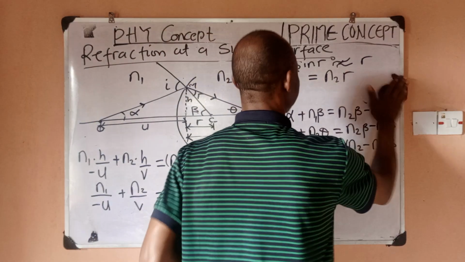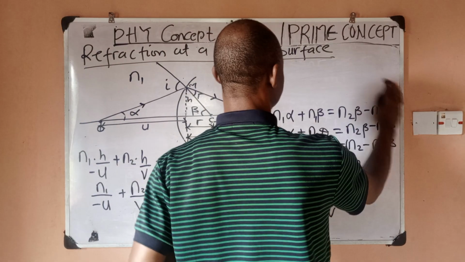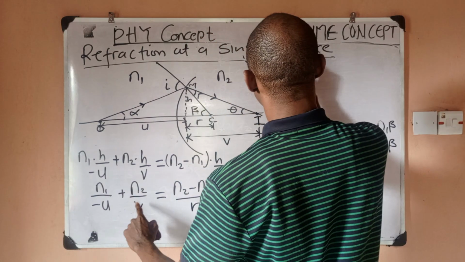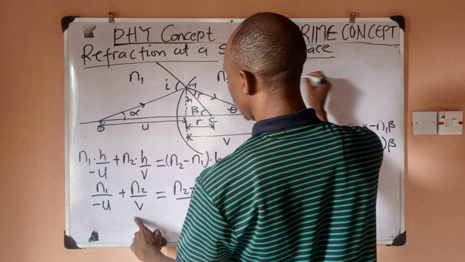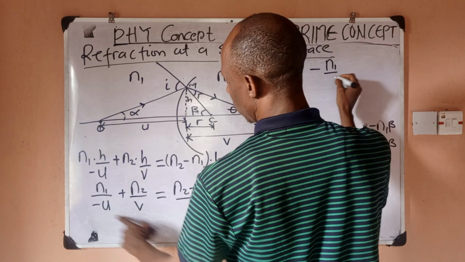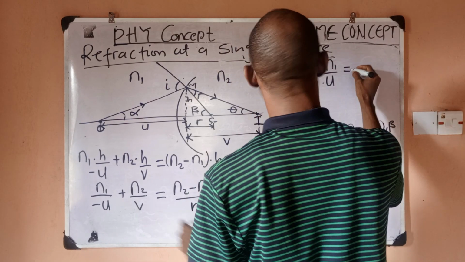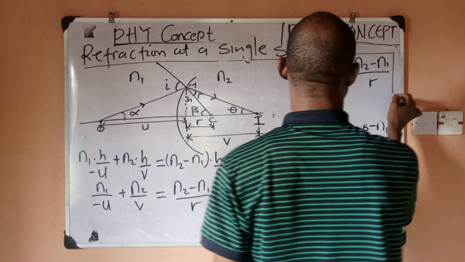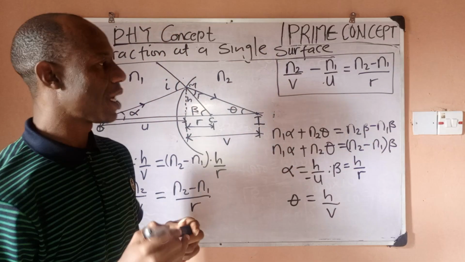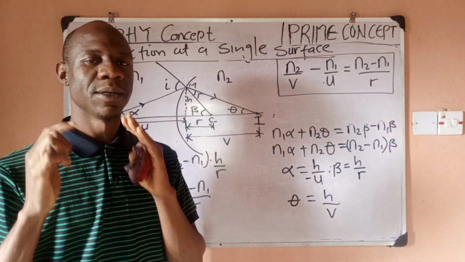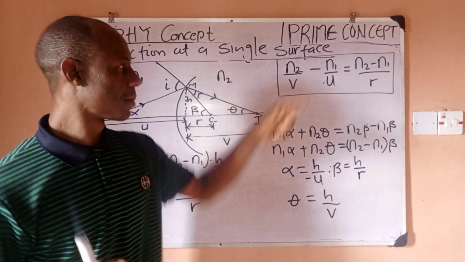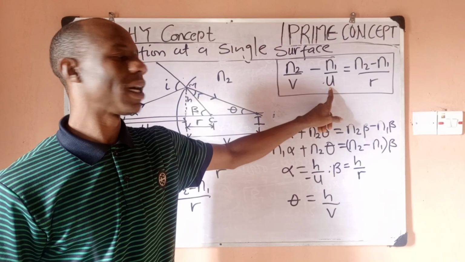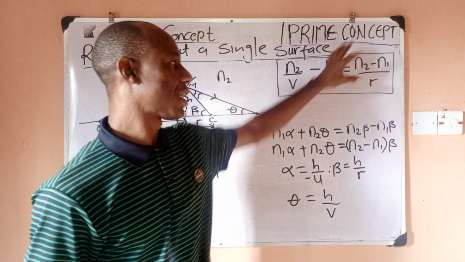So if I write this properly, I can rearrange this so that this minus will come here. So I would have n2 over v minus n1 over what? u equals what now? n2 minus n1 over what? r. So this formula I have arrived at. This formula is what we know as the Gaussian formula for a single surface, which is n2 over v, image distance, minus n1 over u, object distance, equals this.